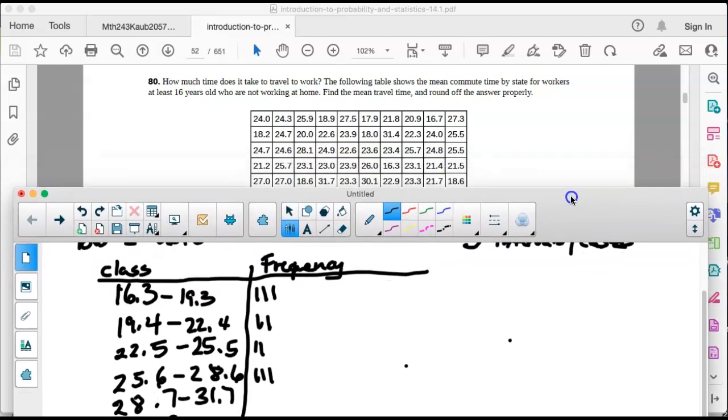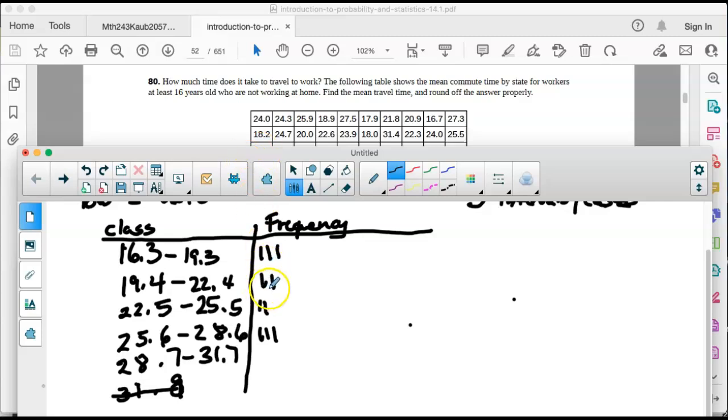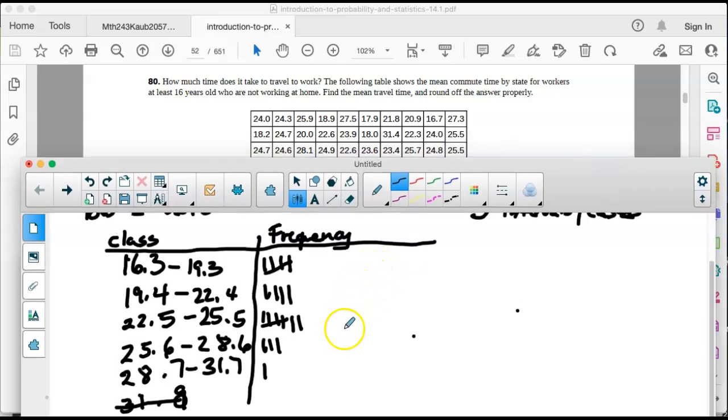So we just keep going down the list until we have all of the numbers. In the next row is 18, so that's another number here. 24.7, 20 goes here. 22.6 goes here. 23.9 goes here. 18 goes here. 31.4 goes here. 22.3 goes here. 24 goes in this spot. 25.5 goes here. Then we move down to the next row. So we do this for the whole thing.